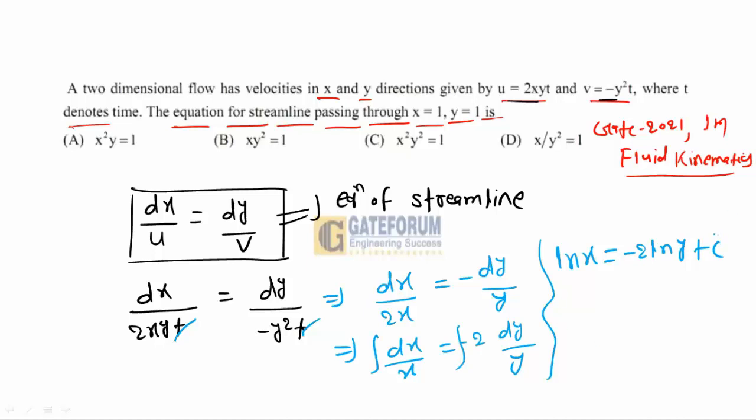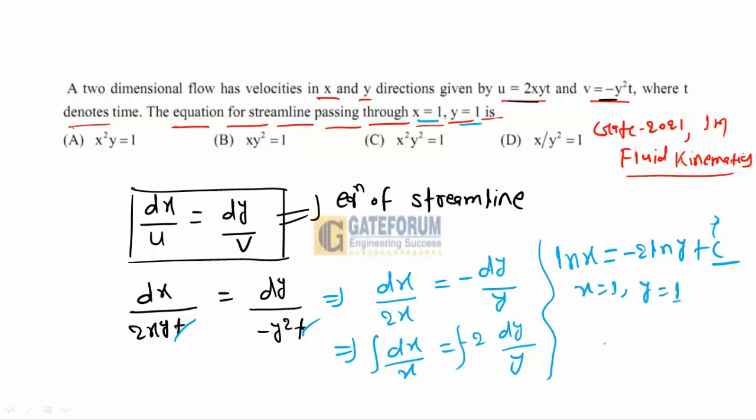If I will get the value of constant of integration, I will get the equation of a streamline. अगर मुझे constant of integration की value पता चल जाए और मैं यहाँ पे put करूँगा, then I will get the equation of a streamline. Okay, so what is given? Passing through x equal to 1, y equal to 1. So put x equal to 1 and y equal to 1.